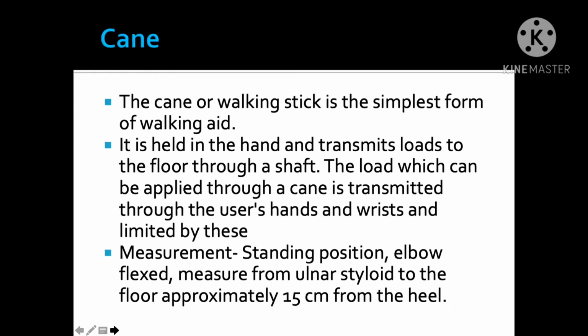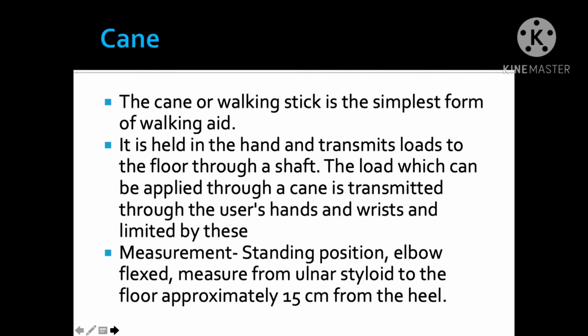Coming on to the cane. The cane is the simplest and the most easily available walking aid. It is held in the hand and transmits load to the floor through a shaft. The load which can be applied through a cane is transmitted through the user's hands and wrists and limited by these. The measurement of the cane: in standing position, elbow is flexed. Measure from the ulnar styloid to the floor approximately 15 centimeters from the heel.